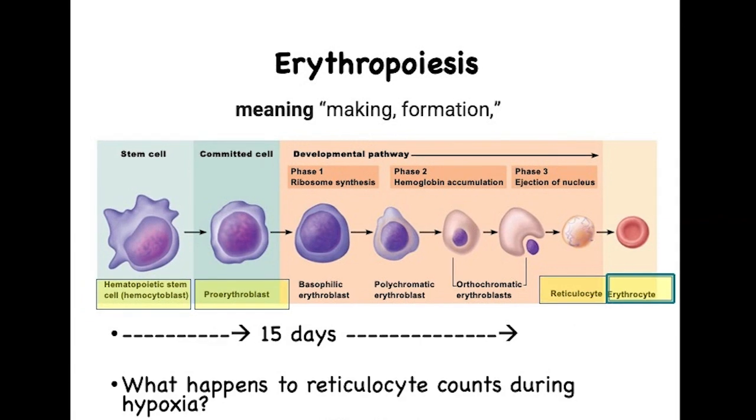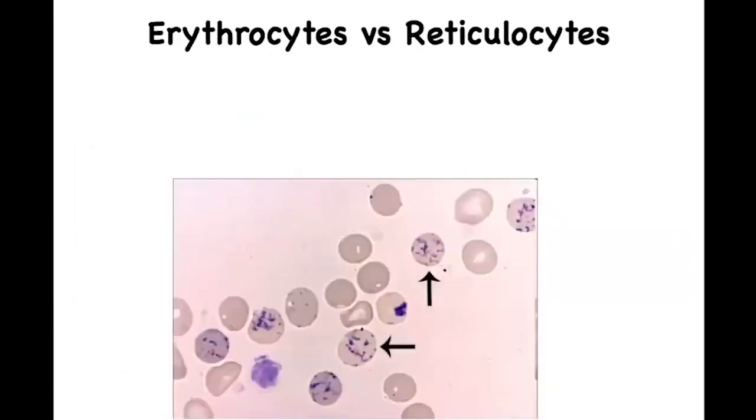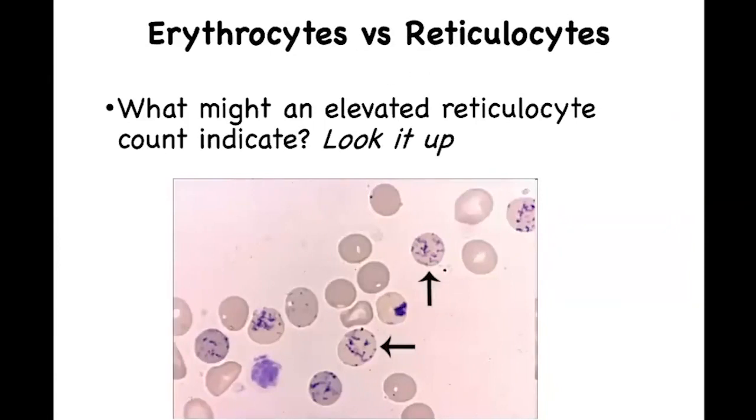So what happens to reticulocyte counts during hypoxia? Will the numbers go up or will they go down? Remember that EPO is released by the kidneys when the kidneys experience hypoxia. This increases the rate of erythropoiesis. So this would increase the rate of reticulocyte production, which would increase the amount of these reticulocytes that you have in your blood. So an elevated count of reticulocytes then would indicate a decreased oxygen carrying capacity of your blood, since it is low oxygen that stimulates the release of the erythropoietin.